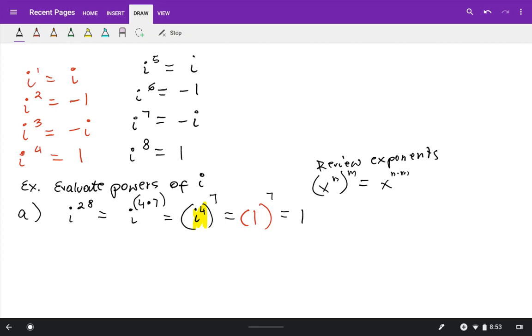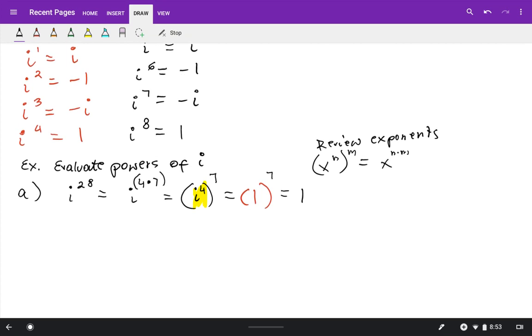Okay, because 28 is a multiple of 4 also. So if we know that i to the power of 4 is 1, 28 is the same as 7 times 4. So you want to use the rules of exponents a little bit to figure out the answers. Let's do B. You need to evaluate what is i to the power of 101.